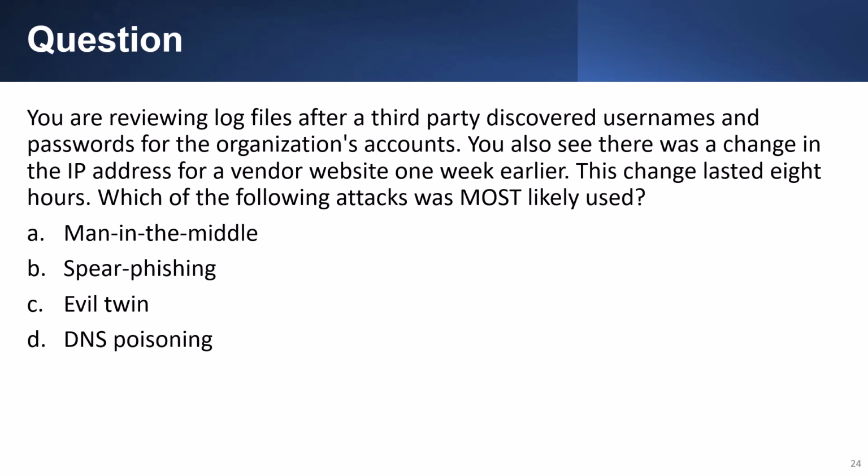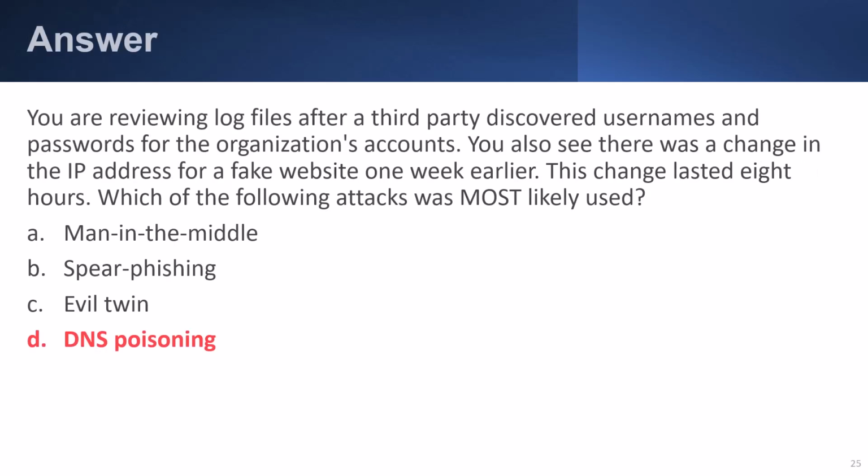Question: You are reviewing log files after a third party discovered usernames and passwords for the organization's accounts. You also see there was a change in the IP address for the vendor website 1 week earlier. This change lasted 8 hours. Which of the following attacks was most likely used? Answer: DNS poisoning.